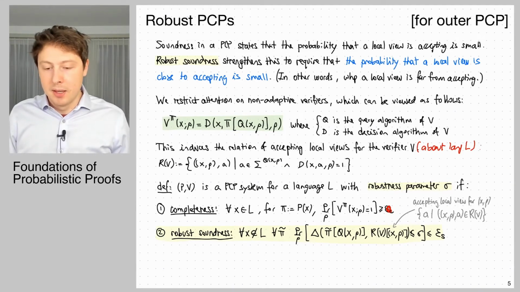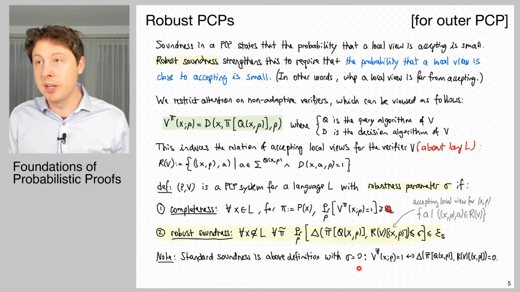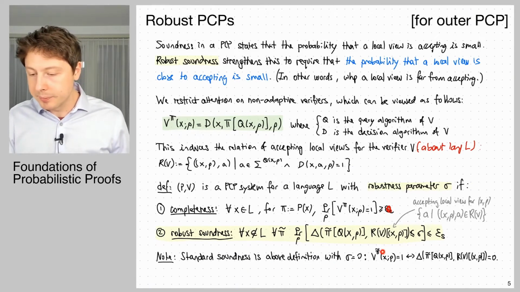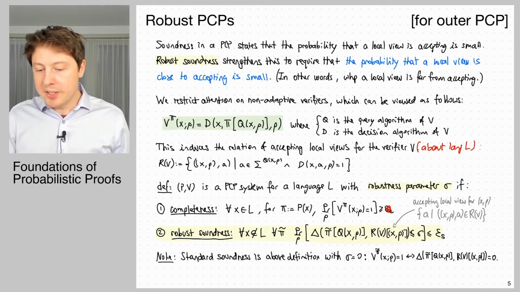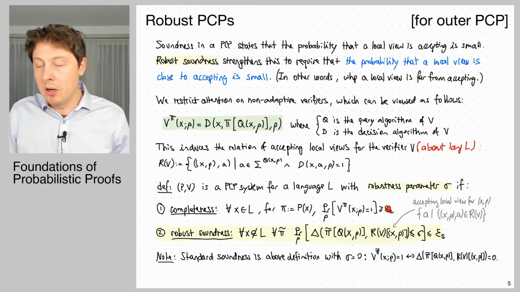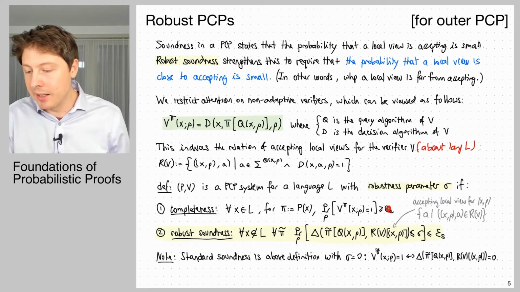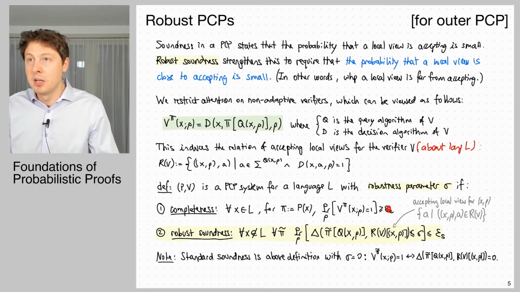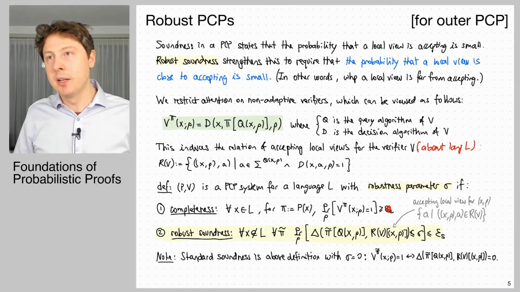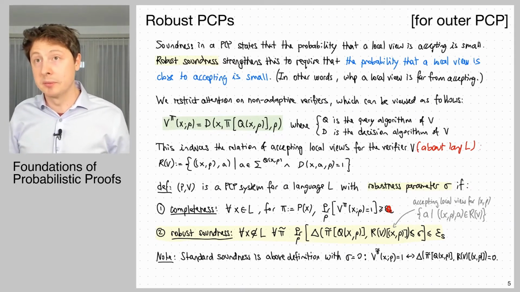And we can see that this is a strengthening because standard soundness is the above definition with sigma equals 0. Because typically we want to say the probability that you have literally an accepting view is small. An accepting view is exactly when your distance to some accepting view is 0. So a standard PCP is a robust PCP with robustness parameter equals 0.